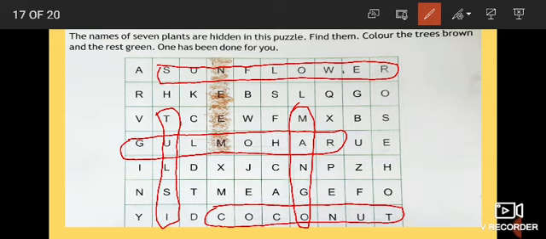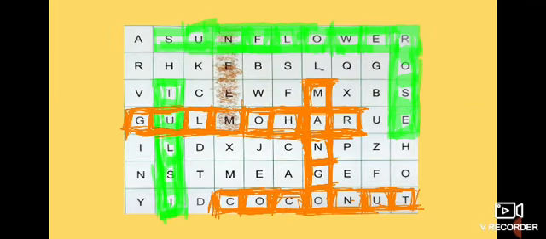And one more is there in the last line, R-O-S-E, rose plant. Okay. Sunflower is a plant, so you have to color it green. And rose is a plant, you have to color it green. And then Tulsi is a plant, you have to color it green. Apart from that, mango, Gulmohar and coconut, you have to color it with brown. You have to do like this.